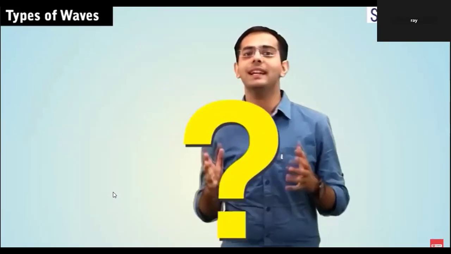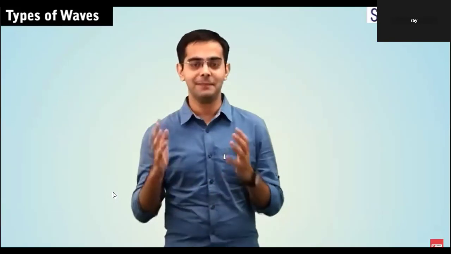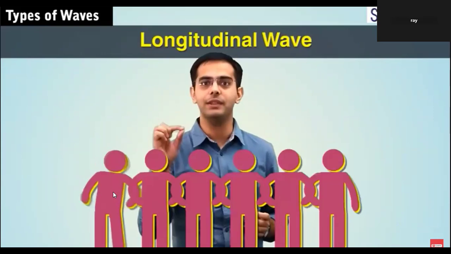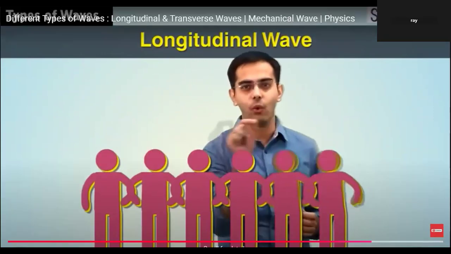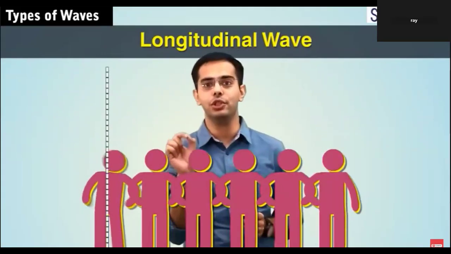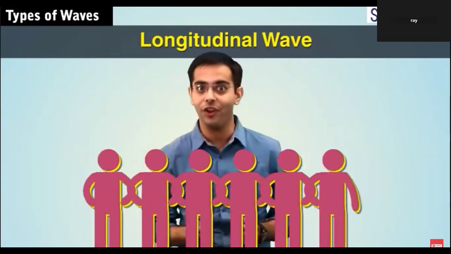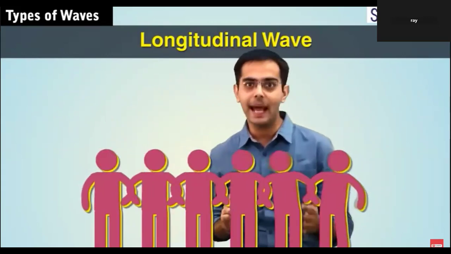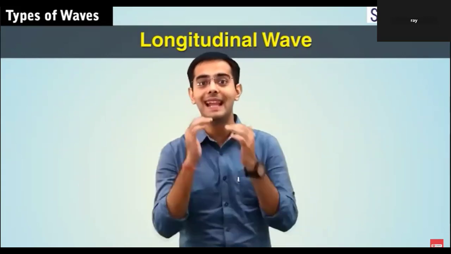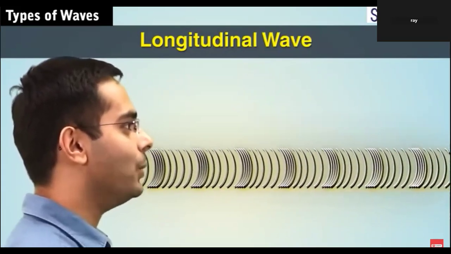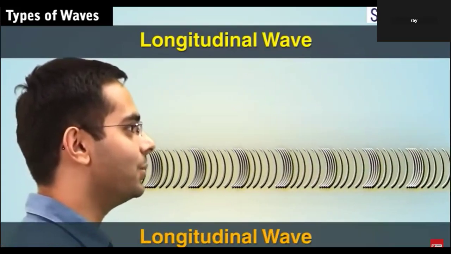Now what do we call this kind of wave? This presents us the second kind of wave, which is known as the longitudinal wave, in which the particles of the medium undergo back and forth motion about the mean position, and this is parallel to the direction of propagation of wave. Some examples of longitudinal waves are sound waves. So when I'm speaking, the sound wave which I emit from my mouth is an example of a longitudinal wave.